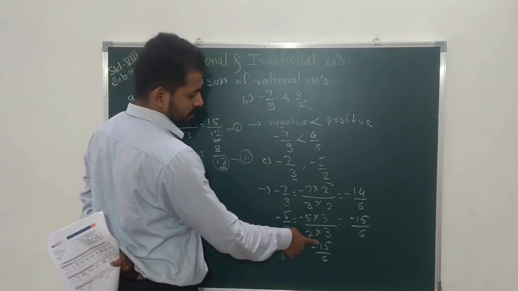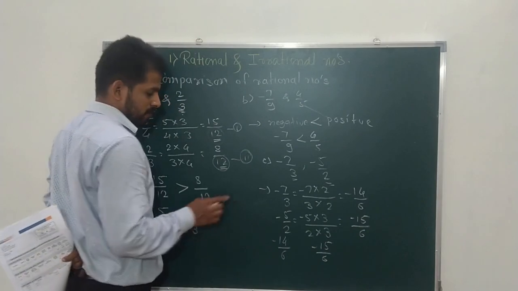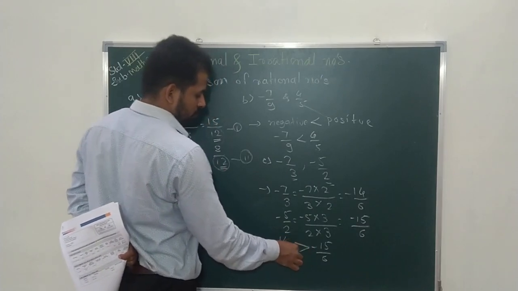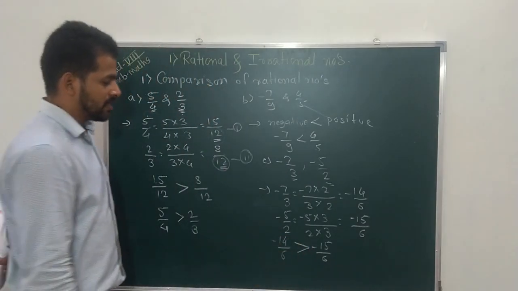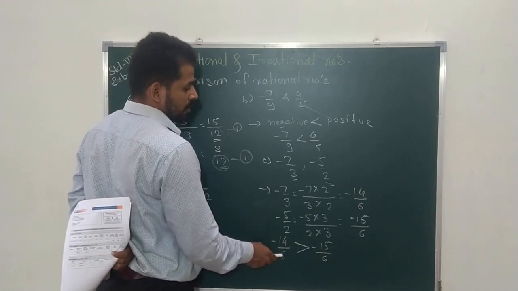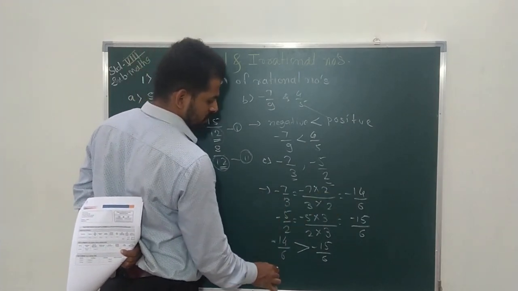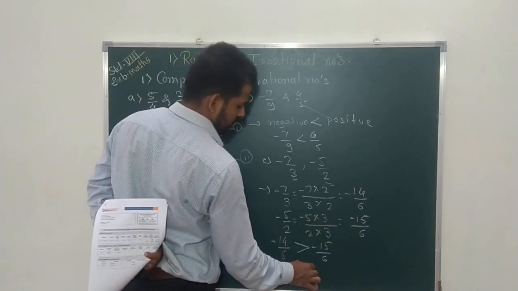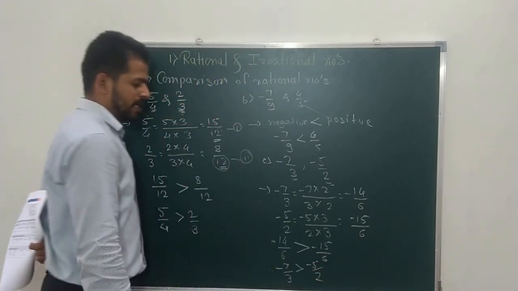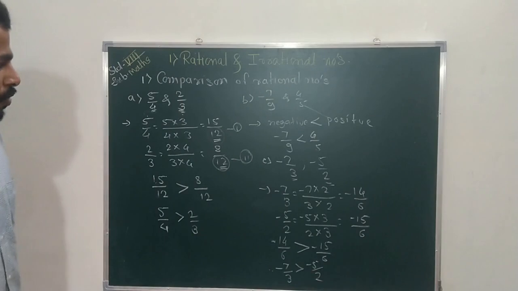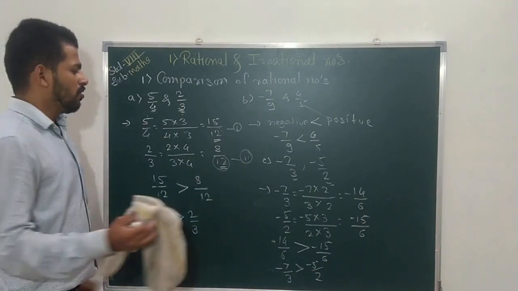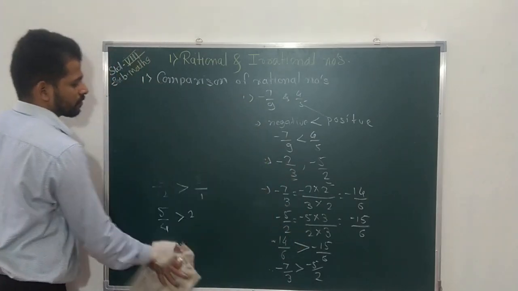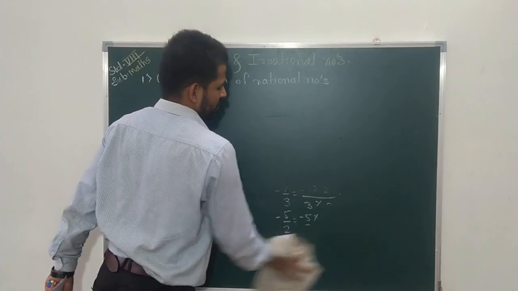Now between minus 14 and minus 15, minus 14 is greater, because it comes on the right side. So minus 14 upon 6 is greater than minus 15 upon 6. Minus 14 upon 6 is nothing but minus 7 upon 3, and minus 15 upon 6 is nothing but minus 5 upon 2. So minus 7 upon 3 is greater than minus 5 upon 2. We follow the same procedure here; only the earlier ones were positive, and here both are negative. These examples are solved examples.